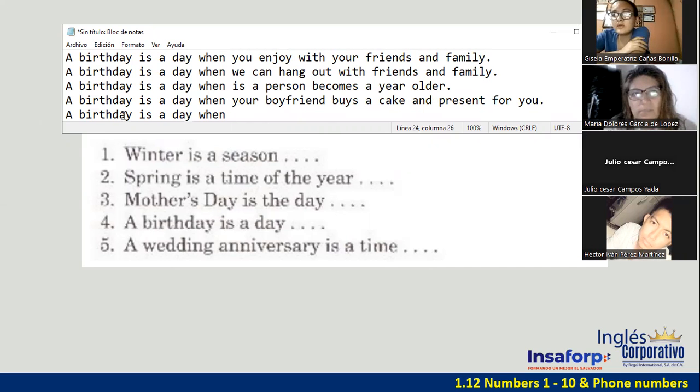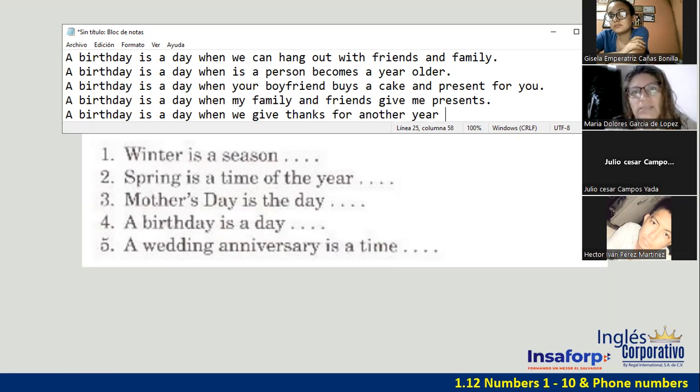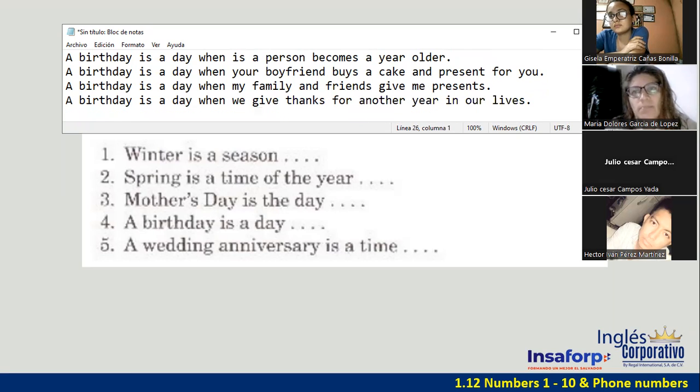A birthday is a day when my family and friends give me presents. Uh-huh. A birthday is a day when my family and friends give me presents, okay? Next, Maria Dolores. Birthday is a day when we give thanks for another year in our lives. Muy bien. Okay. Julio César.